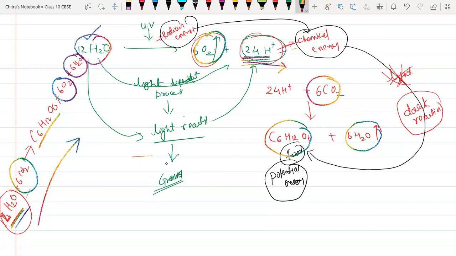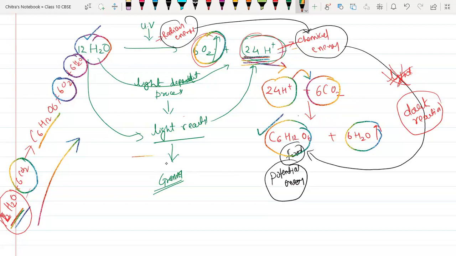Then the role of carbon dioxide takes place. See here, the addition of hydrogen takes place in this reaction, right? That is what is called reduction. So reduction of carbon dioxide takes place here into food. So carbon dioxide is getting reduced into food or glucose. Understood? Okay. So this is the way the process takes place.